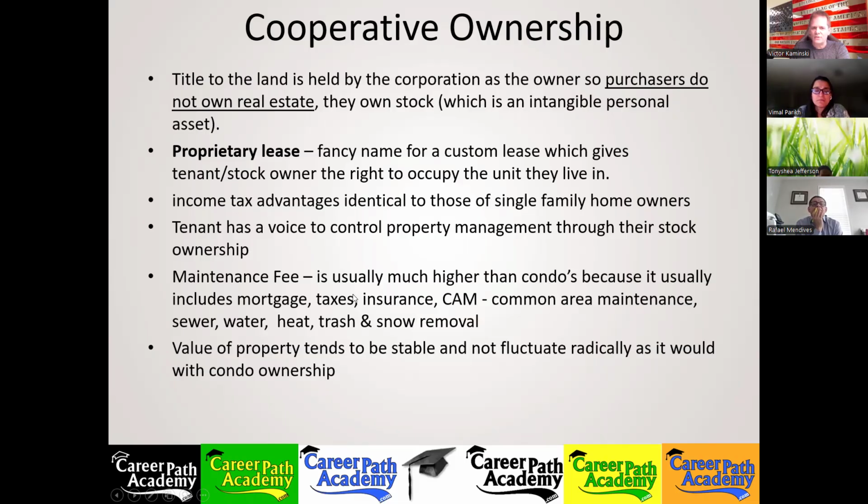Maintenance fees are usually much higher than condos because it includes the mortgage, tax, insurance, CAM, which is the common area maintenance charge, which, by the way, is nowhere in the book.